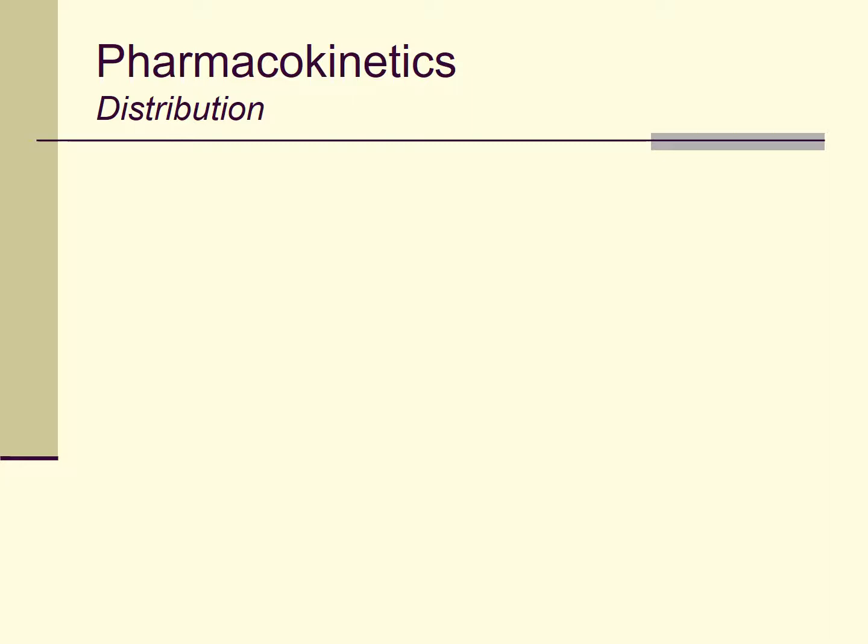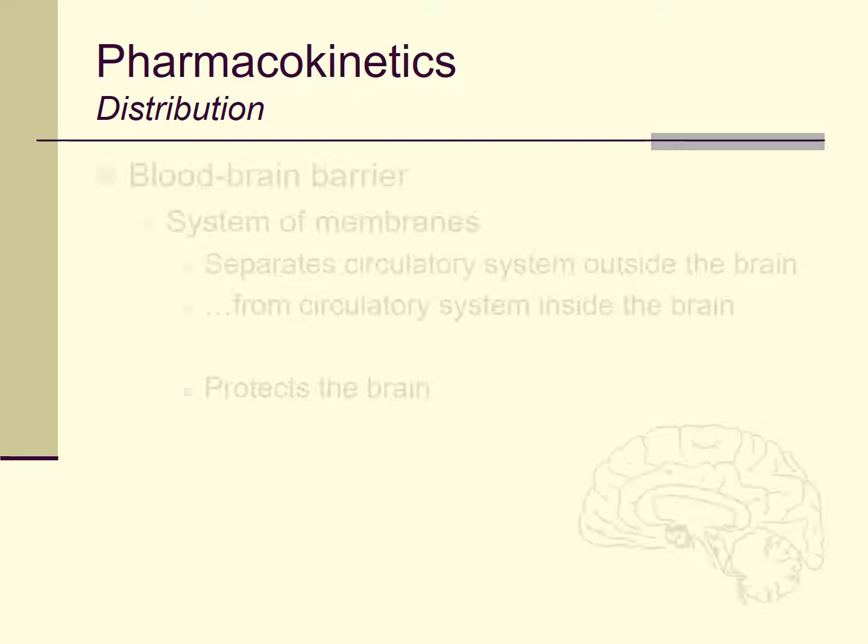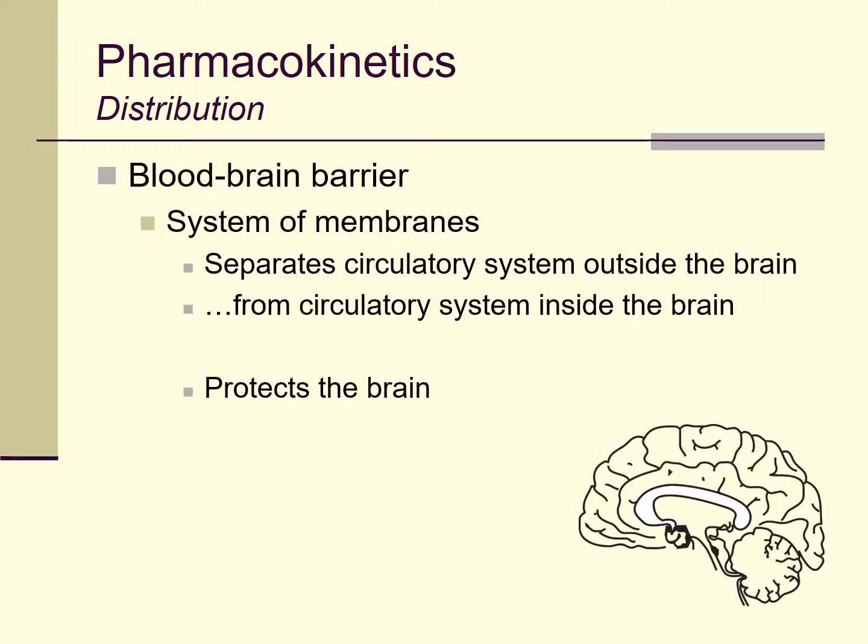Lipid solubility is an important issue for the blood-brain barrier. This is a system of membranes that separates the circulatory system outside of the central nervous system, especially the brain, from the circulatory system inside the central nervous system. Outside of the central nervous system, your circulatory system is, for the most part, the blood which circulates through your arteries and veins, of course pumped by your heart.